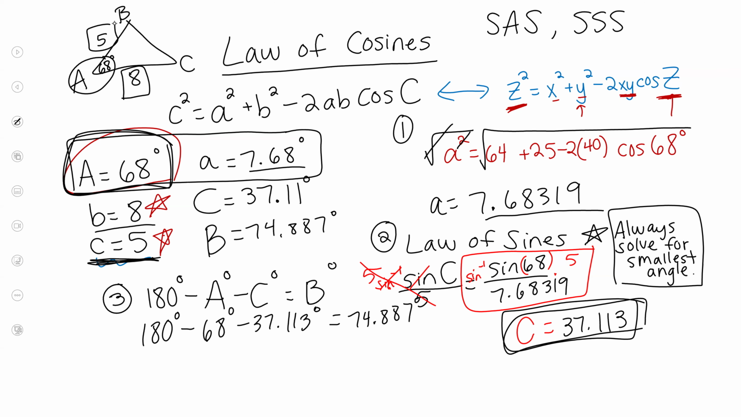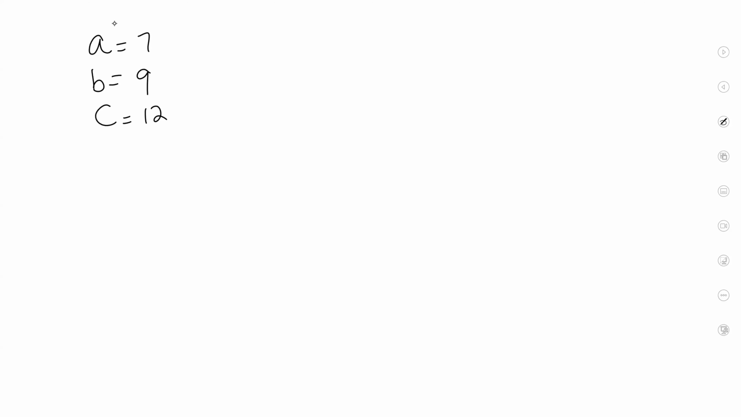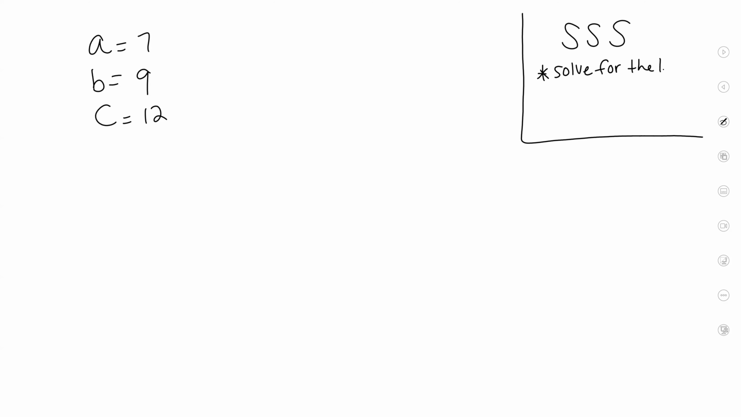You guys can try the next example. This next example, we're going to do side, side, side. Whenever you do side, side, side, of course, we don't have any sets. We don't have any families here. So we're going to do law of cosines, of course. However, whenever we're doing side, side, side, you need to solve for the largest angle first.